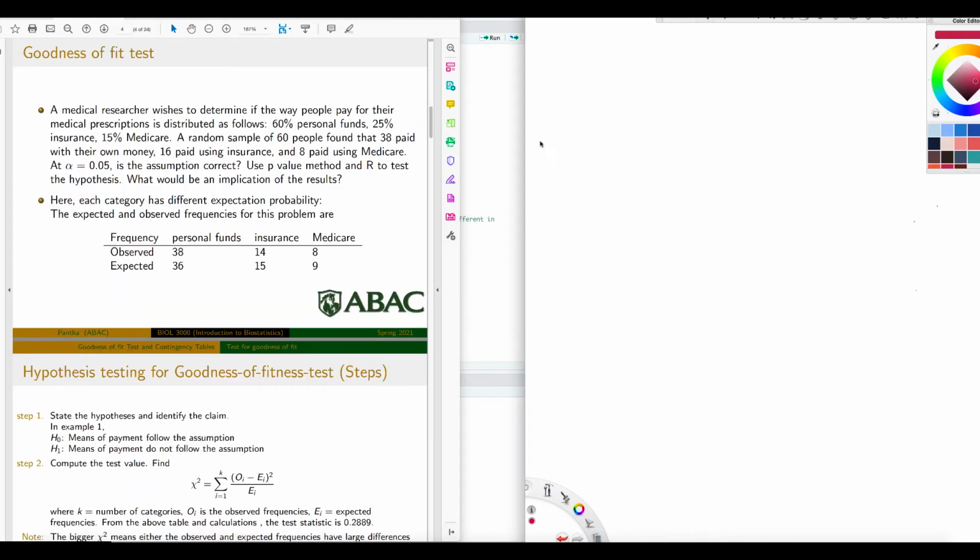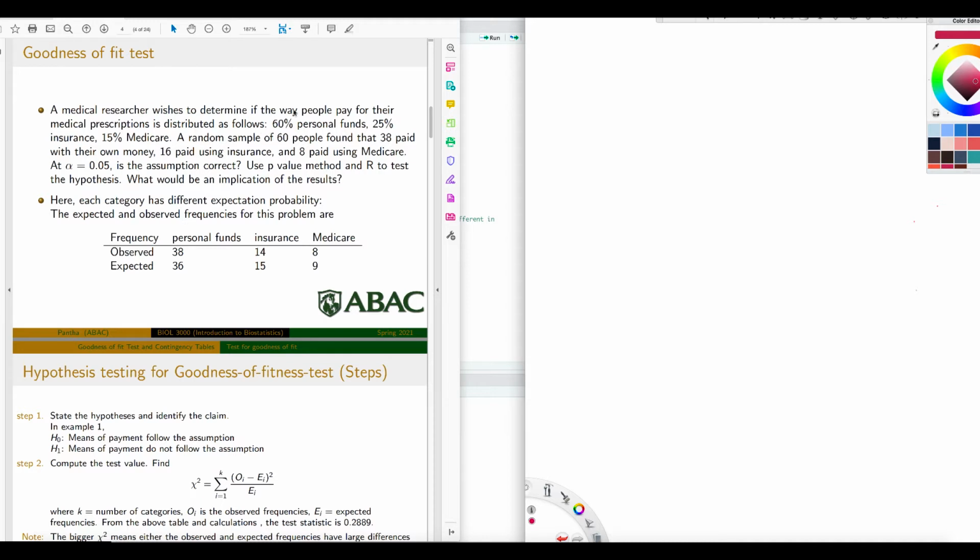A medical researcher wishes to determine if the way people pay for their medical prescriptions is distributed as follows: 60% personal fund, 25% insurance, 15% Medicare. A random sample of 60 people found that this is the observed, right? Because that's what they observed. Of the 60 people, 38 paid with their own money, 16 paid using insurance, and 8 paid using Medicare. At alpha equals 0.05, is the assumption correct?